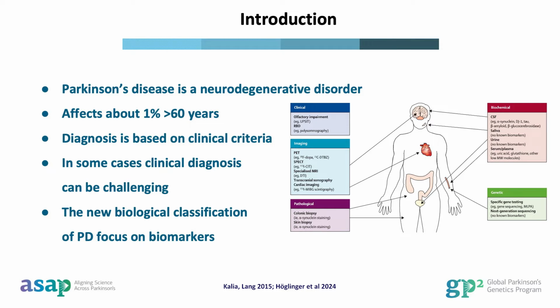A recently proposed biologically based classification for PD called SYNeRGE includes neuroimaging procedures as markers of neurodegeneration, in addition to the evaluation of pathological alpha-synuclein in tissues or CSF, and the documentation of pathogenic variants that cause or strongly predispose to PD. Today, we will focus on neuroimaging.